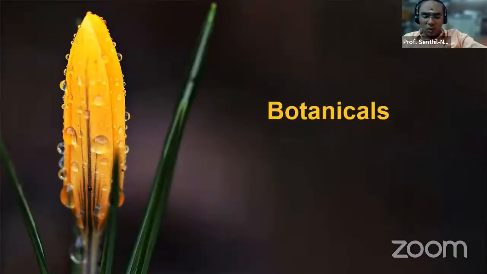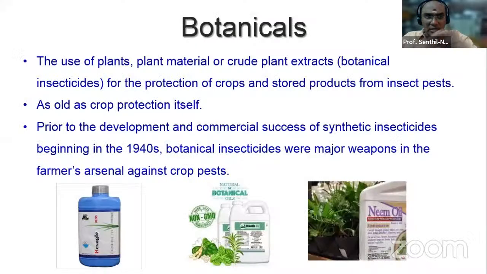Here, the point is botanicals. So why botanicals? Botanicals are renewable resources. A rich resource of plant diversity is available in the Indian subcontinent. That's why we are focusing on botanicals. It is the use of plants, plant-based material, crude plant extracts or pure compounds to protect crops and stored products from insect pests. It is as old as crop protection itself. In olden days, our ancestors used such methods, especially crude methods.